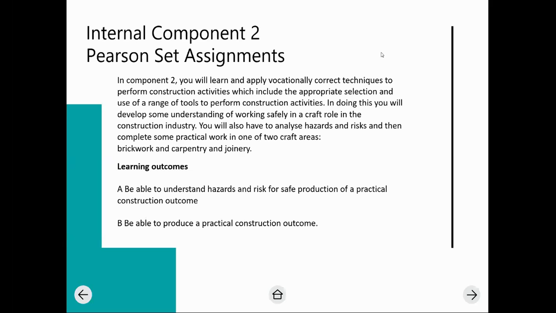This component 2 is only for brickwork or carpentry. It is broken down into learning aims, and there will be 2 learning aims for this component. The first learning aim is about understanding hazards and risks for the production of a practical construction outcome, and learning aim B will be about being able to actually produce that practical outcome.